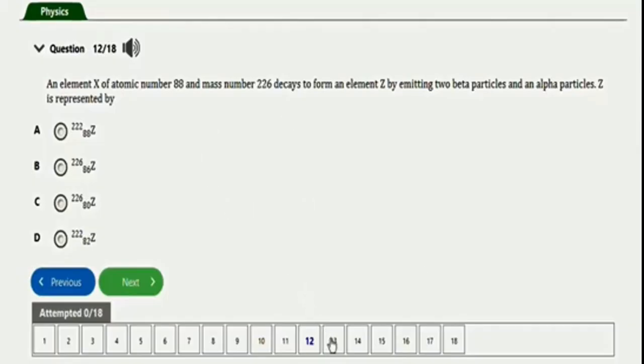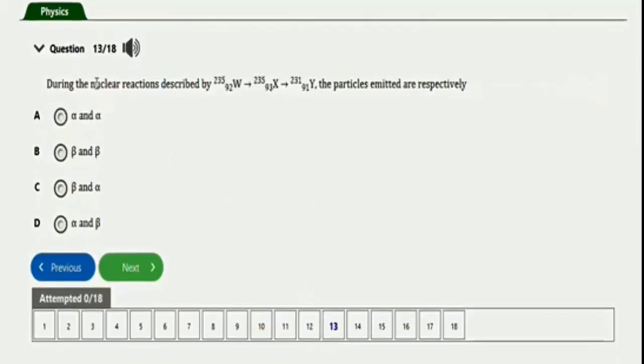The next question will be this one. It says, during the nuclear reaction described by this expression, the particles emitted are respectively. So if you check here, the atomic number of this element got increased by 1, which is beta, and then reduced by 2 from 93 to 91, which is alpha. So option C is the right option. It's as simple as this.